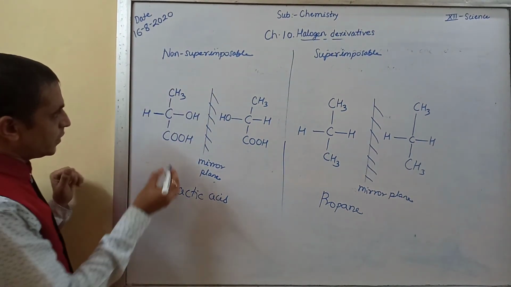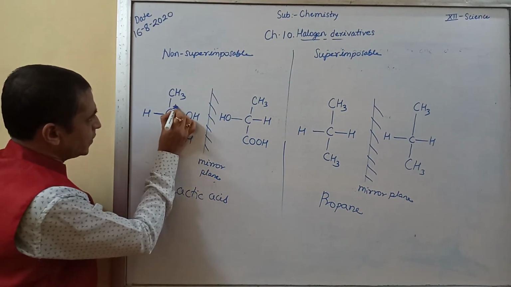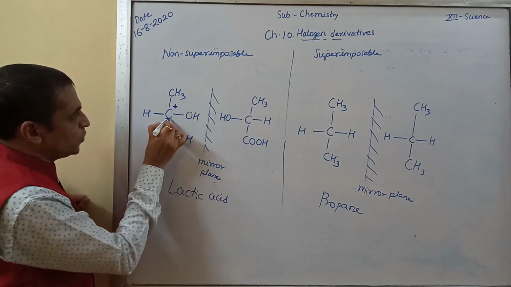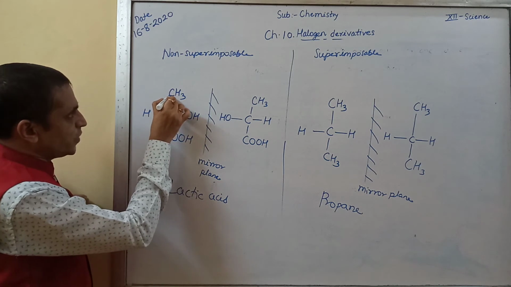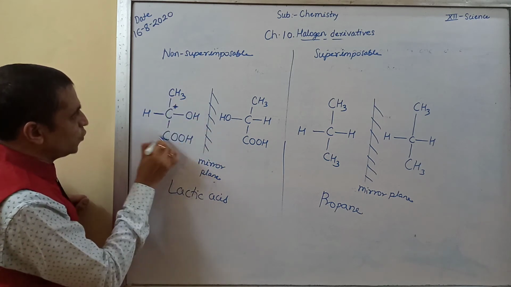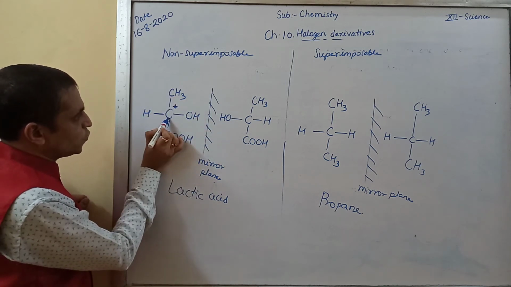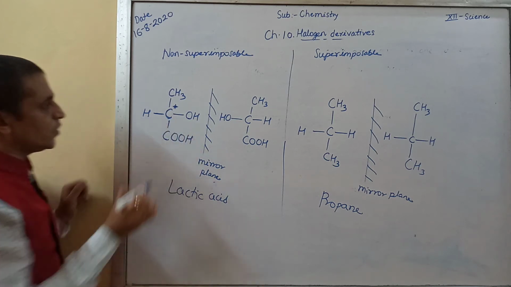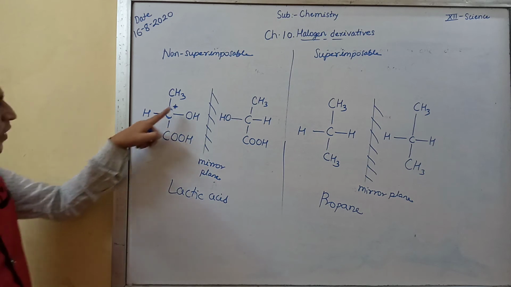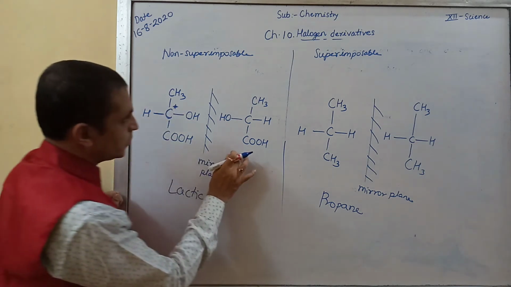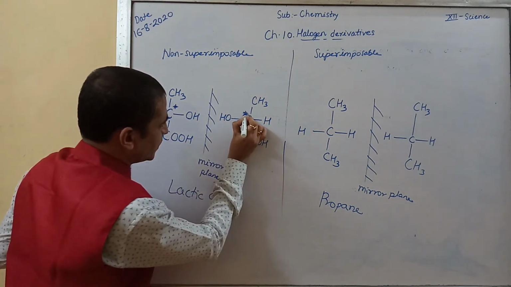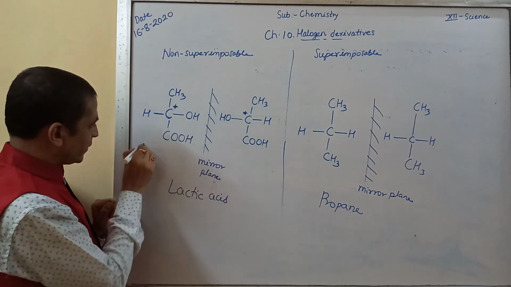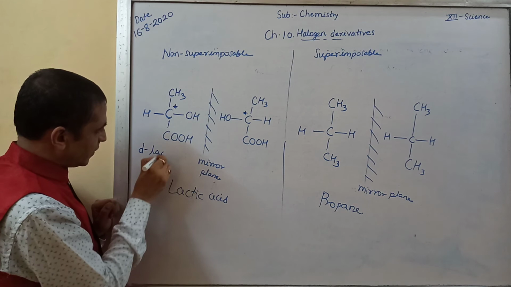Now come to this lactic acid. This is an asymmetric carbon atom because 4 different groups are attached to this carbon: methyl group, hydroxyl group, carboxyl group and hydrogen atom. Means this is what? Chiral carbon atom, which is also called asymmetric carbon atom. It is shown by asterisk. Similarly here, this is also lactic acid. See, this is the mirror image of this D-lactic acid.